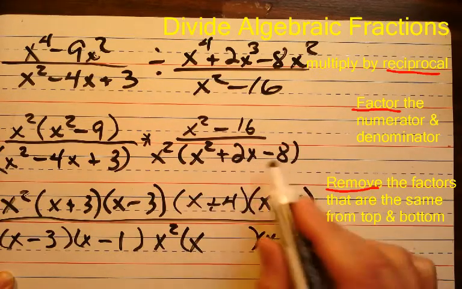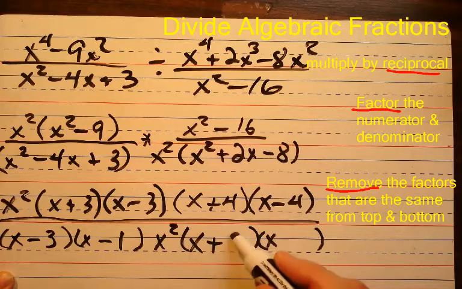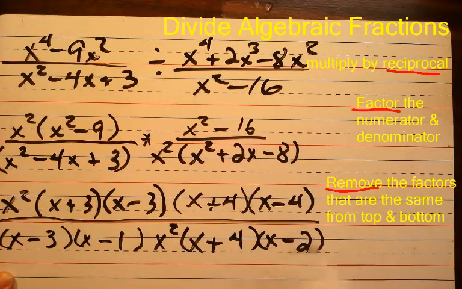Let's see. That would be positive 4 and negative 2, I think, right? 4 times negative 2 is negative 8. This one plus this one. Hallelujah! We did it. Okay.